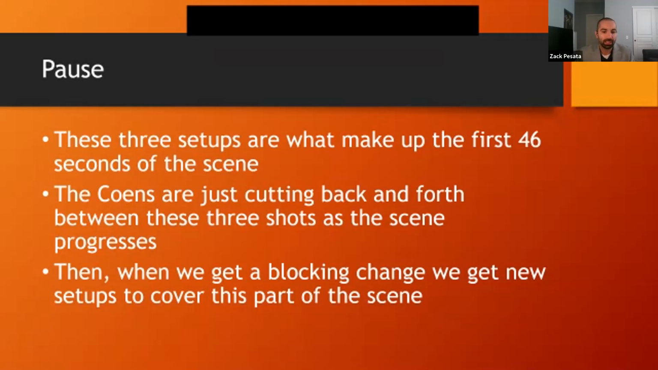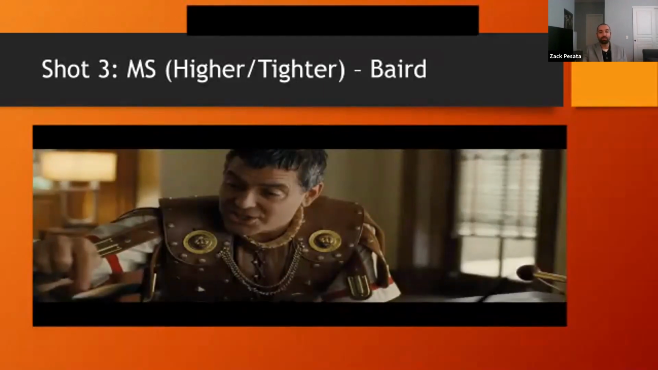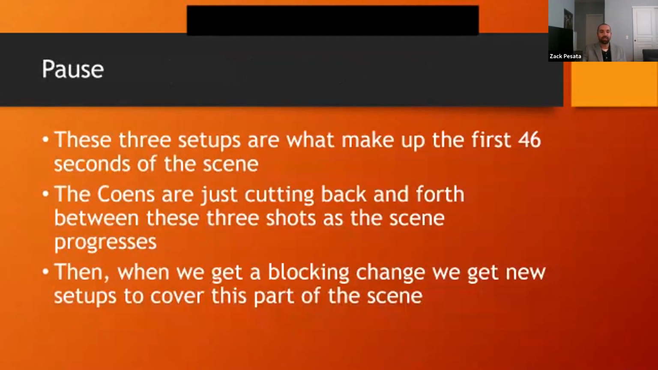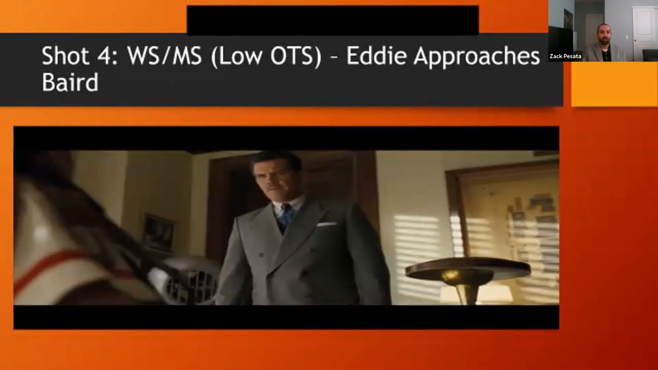Then when we get a blocking change, we get new setups to cover this part of the scene. So once Josh Brolin picks up George Clooney and now they're standing, we can't just keep recording at these setups, right? They would be out of frame. So now we have to actually move the camera. And that's what we started to see in the behind the scenes photograph. But this is a new setup that we have within the sequence.